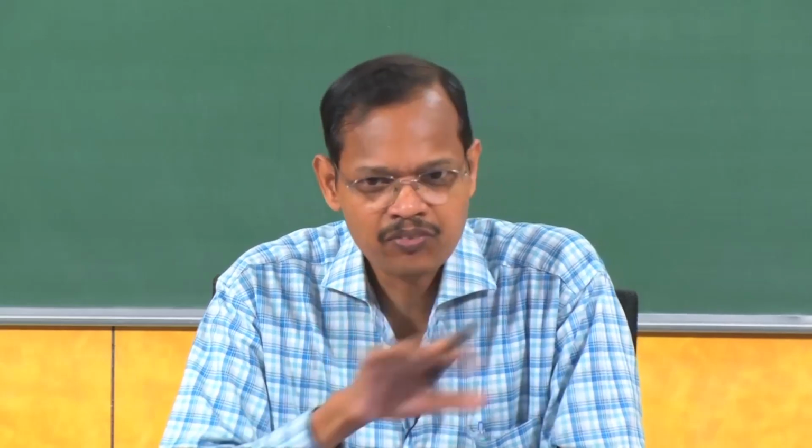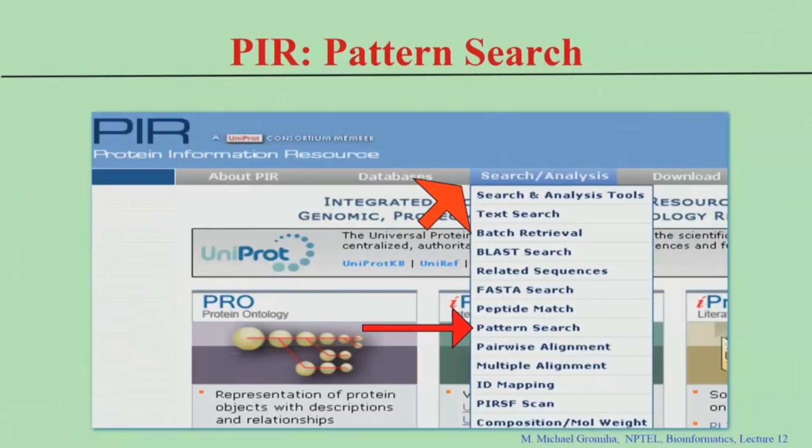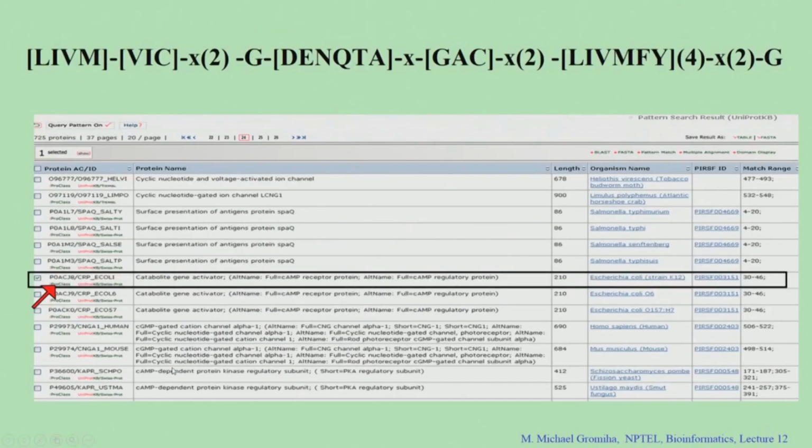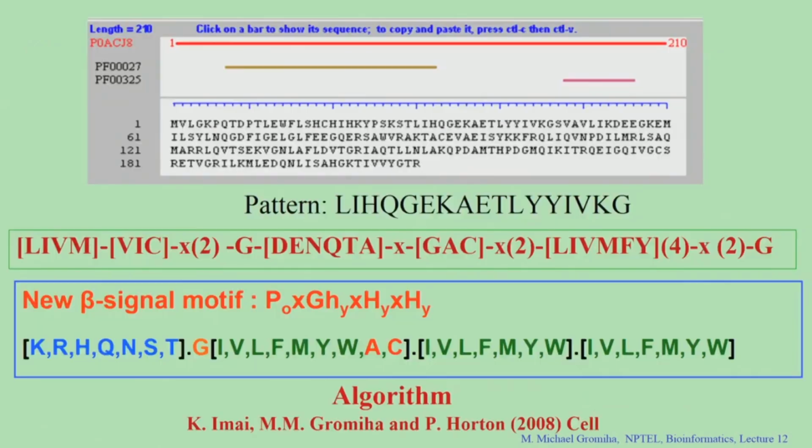Actually, they first developed it for protein sequences, and then they developed some tools for analyzing sequences. Here, if you go to search analysis, there is a tool called pattern match. You can give the pattern, so I give the same pattern here, LIVM same, and if you submit, you will get the sequences which contain the particular pattern. If you click on any of these sequences, you will get the full sequence, and you can see the pattern in this sequence.